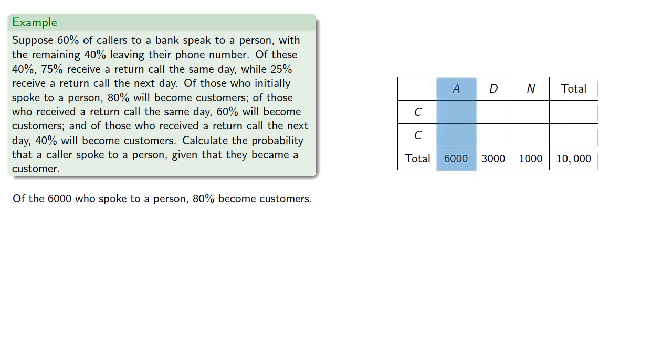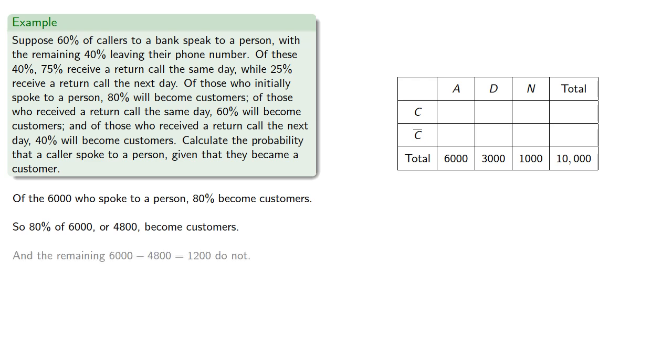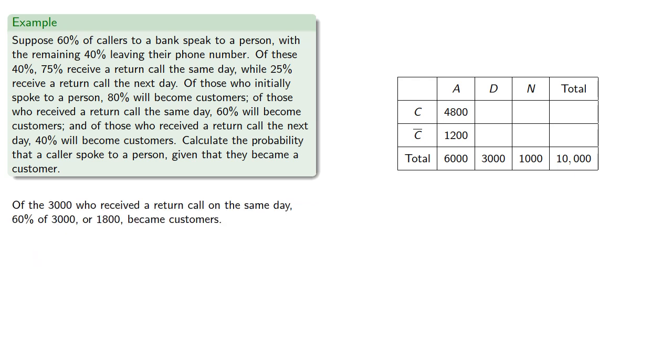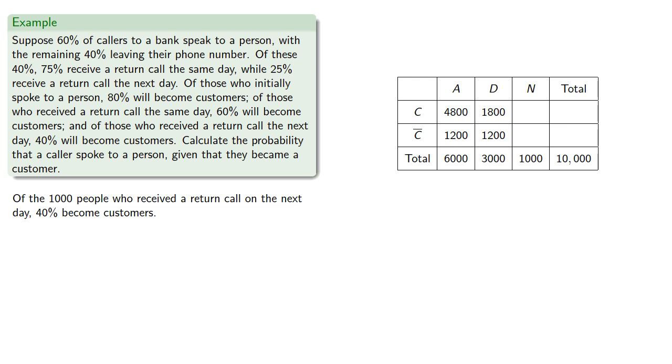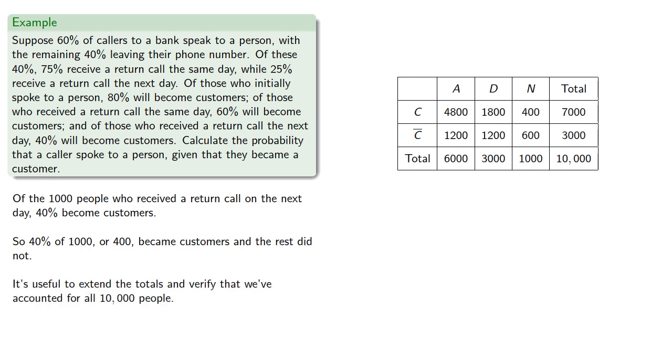Of the 6,000 who spoke to a person, 80% become customers, so that's 80% of 6,000 or 4,800, and the remaining 1,200 do not. Of the 3,000 who received a return call on the same day, 60% became customers, and the rest did not. Of the 1,000 people who received a return call on the next day, 40% became customers, and so 400 became customers and the rest did not. And it's useful to extend the totals and verify that we've accounted for all 10,000 people.